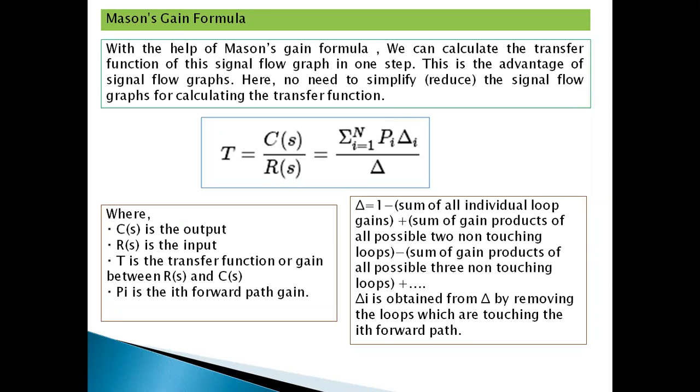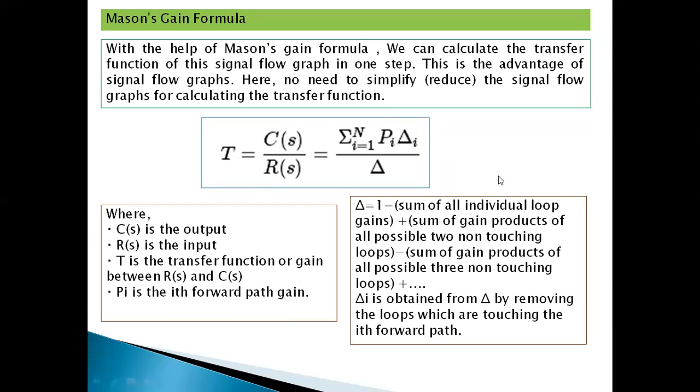But in the case of a signal flow graph, using Mason's gain formula, we follow a certain systematic procedure. Once we calculate all the delta values and P values, we can directly get the transfer function in a single step. So here it is: P i delta i by delta, where C of S is the output, R of S is the input, T is the overall transfer function, and P i is the i-th forward path.